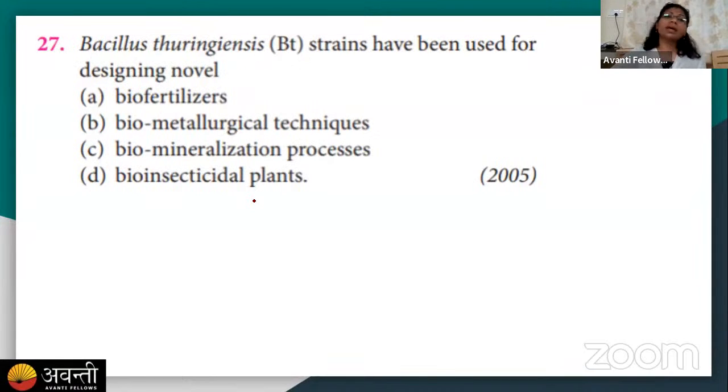The next question says the Bacillus thuringiensis, that is BT strain, has been used for designing novel: A, biofertilizers; B, biometallurgic technique; C, biomineralization process; and D, bioinsecticidal plants. So you have to give your answer. Out of these four, what type of plant are we producing?